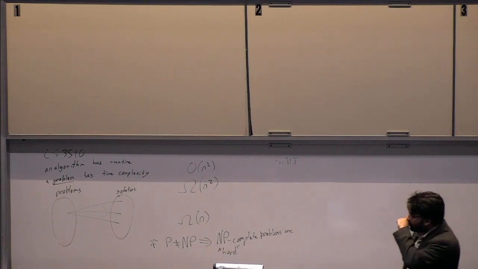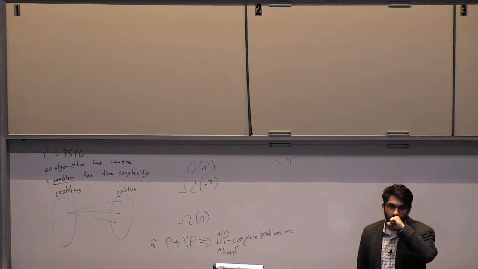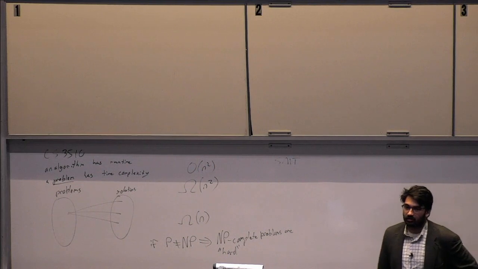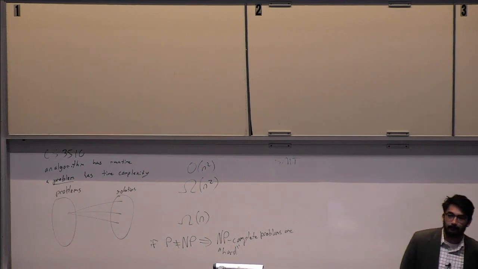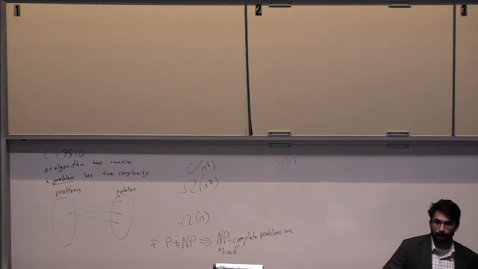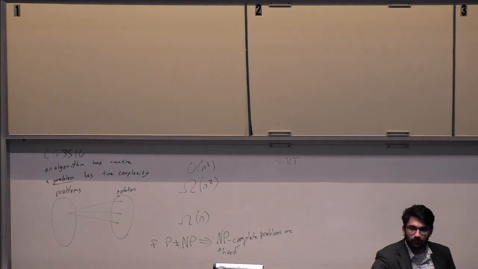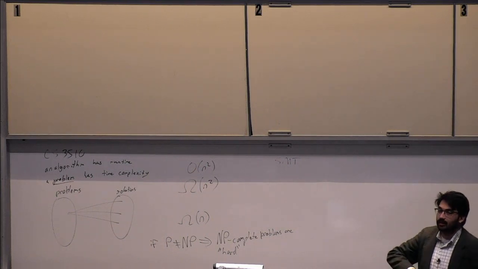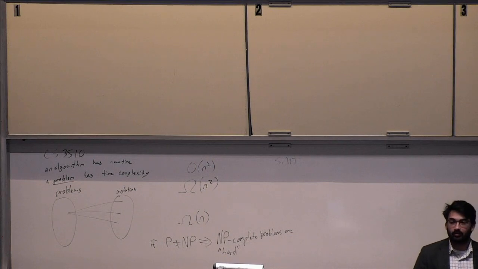Right. Any more questions on what we're doing before we get into the theory, the good stuff? Yeah. That's what we're about to do. I didn't talk about what that is yet, but it's a very difficult open problem in computer science. And we'll prove half of it, actually. We'll be able to prove the easy way.